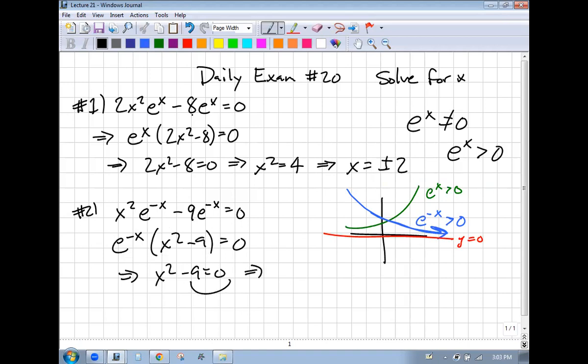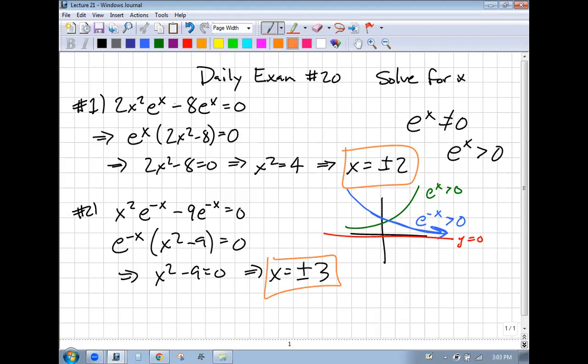If you move your 9 over and take the square root, you can see x would have to be a positive or a negative 3. And there's your solutions. All you have to remember is that the exponentials can never equal 0. You plug a big number in for x, you get a big number. If you plug a negative number in for x, you're going to get a 1 over e, which is just a really small number.